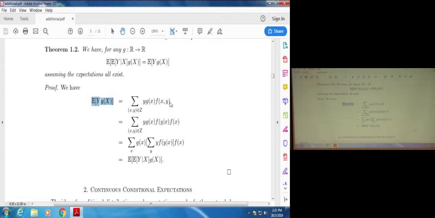Okay, so now what can you do? Well, we use the same trick as before. f of x, y is equal to the conditional f of y given x times f of x. Again, nothing too complicated. Then I sum over y first and then x. If I sum over y first, the only expressions in this bracket which depend on y are y times f of y given x. And this thing by definition is the conditional expectation of Y given X. So this gives you the result that we wanted to prove.